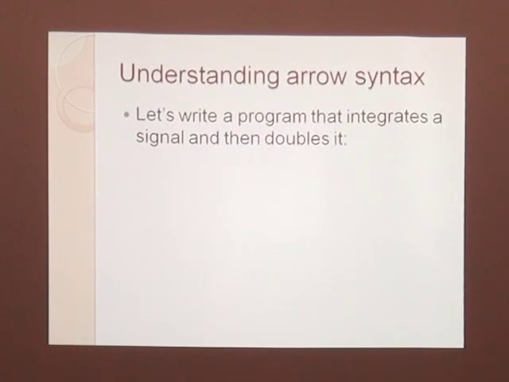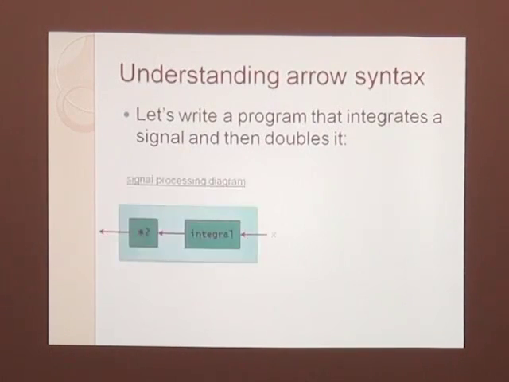So just really quick, I'm going to go over arrow syntax because I know a lot of people don't know it. We're going to write a small program that integrates a value coming into it, and doubles it. So in a signal processing diagram, you might have something like this. The X is coming in, it goes through the integrator, integral, and then it gets multiplied by 2 and comes out the other side. I write it from right to left on purpose because when we translate this into arrow syntax, it works the same way.